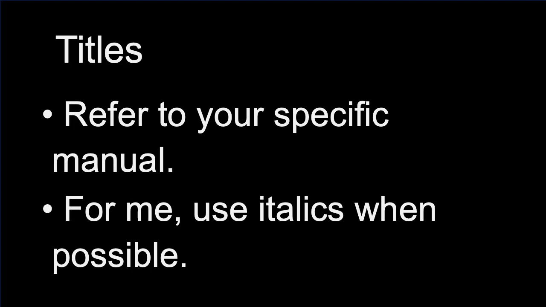Moving on. Titles. You always want to refer to your specific manual, but for me, the general rule is use italics when possible for titles. Now, in the music world, it's a little bit different. So if you have a generic title like Symphony number 40 by Mozart, you would not italicize that name. But if you have The Marriage of Figaro, which is the name of an opera by Mozart, then you would italicize that. For books, magazine articles, anything along those lines, if it's a title, use the italics when possible.